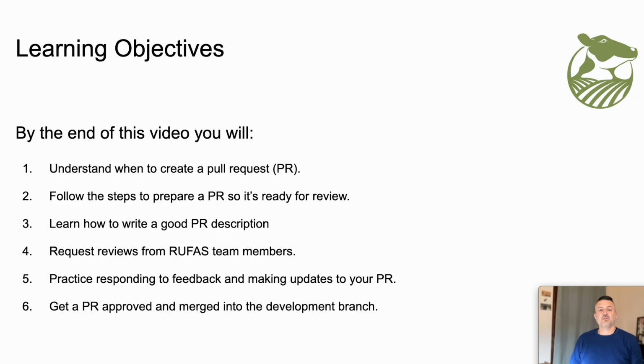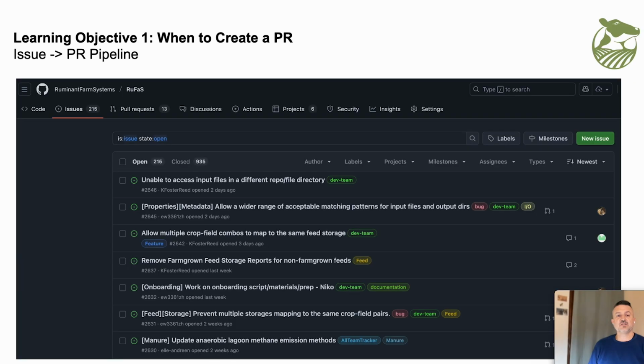In this video, we will continue the discussion of the GitHub workflow for RuFaS by covering the basics of pull requests. By the end of this video, you will: 1. Understand when to create a pull request, or PR. 2. Follow the steps to prepare a PR so it's ready for review. 3. Learn how to write a good description for a PR. 4. Practice responding to feedback and making updates to your PR. 5. Request reviews from RuFaS team members. And 6. Know what's required to get your PR approved and merged into the dev branch.